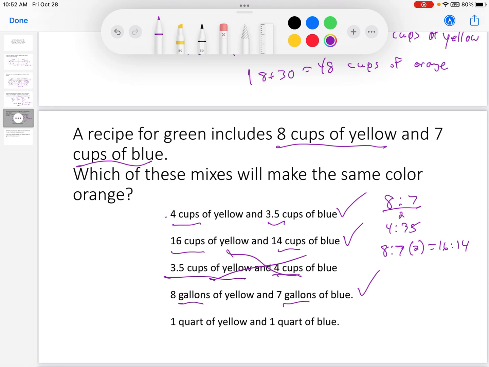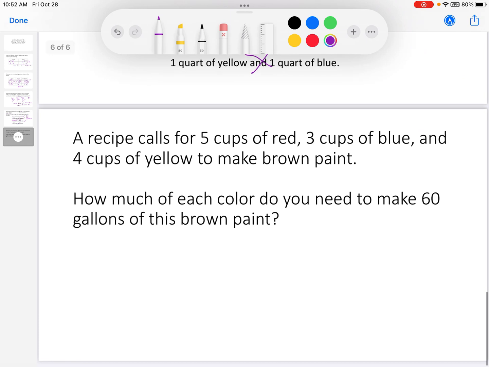1 quart of yellow and 1 quart of blue, again using quarts instead of cups, but is 1 to 1 the same as 8 and 7? It is not, so that would be the wrong answer. Okay, let's try another question.